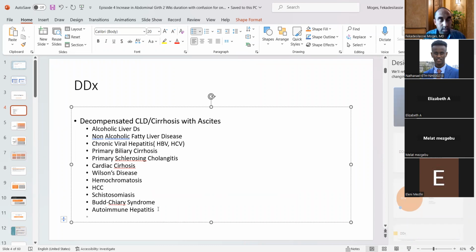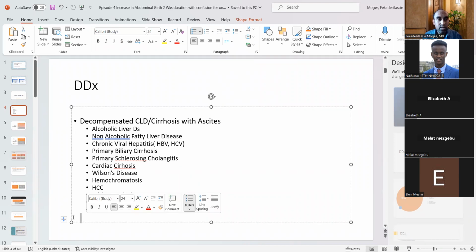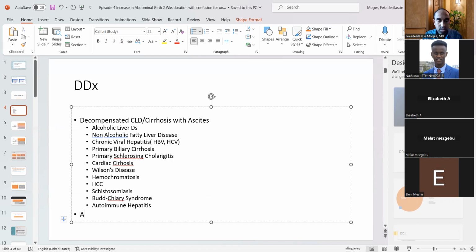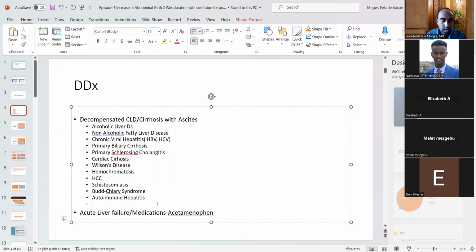There is also drug-related hepatitis. Like acetaminophen. That is going to be acute, acute liver failure then, right? So that is going to be another differential diagnosis. Alpha-1 antitrypsin deficiency was also mentioned in the chat box.